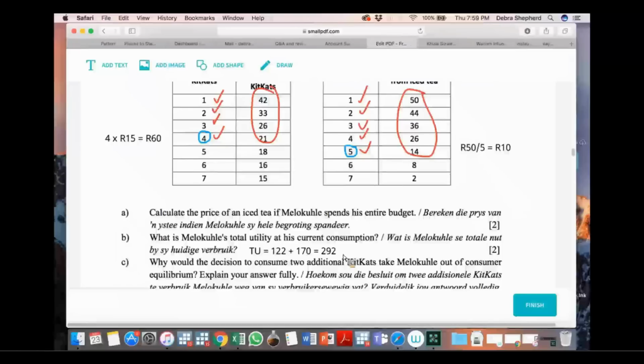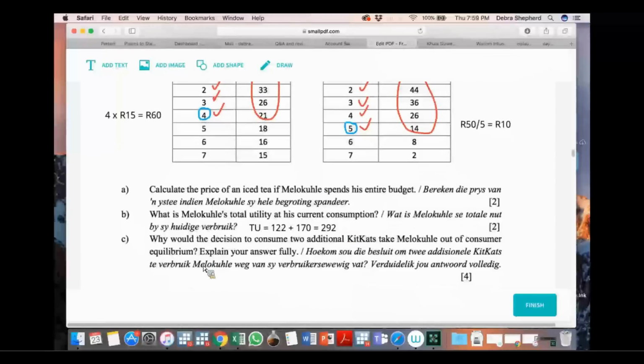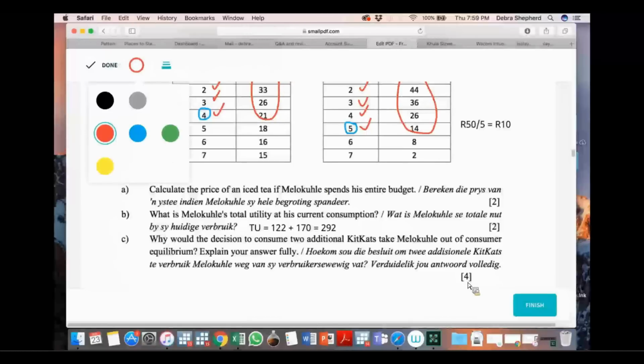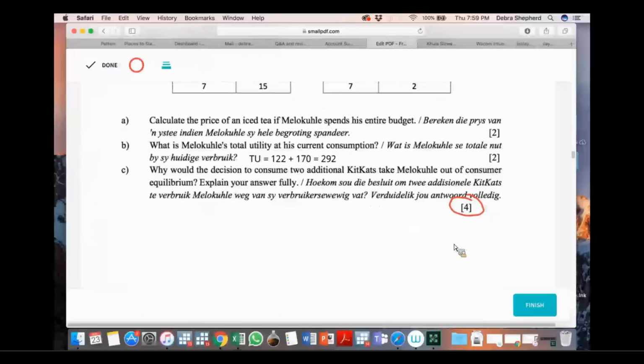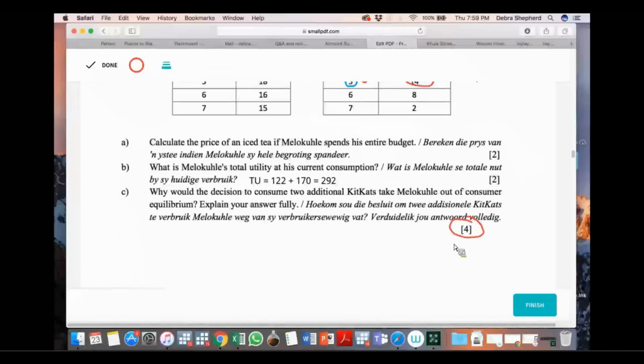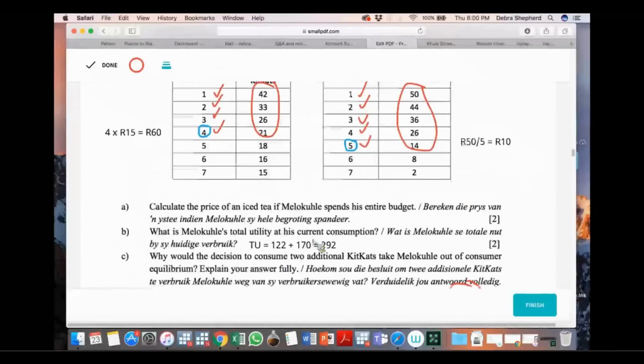So this is just that in reverse. Question C then says, why would the decision to consume 2 additional Kit Kats take Melokuchle out of consumer equilibrium? Explain your answer fully. So this is a 4-mark question. And the minute you see 4 marks, that tells you there's quite a bit that you need to write down, or at least quite a bit of working out that you need to show us.